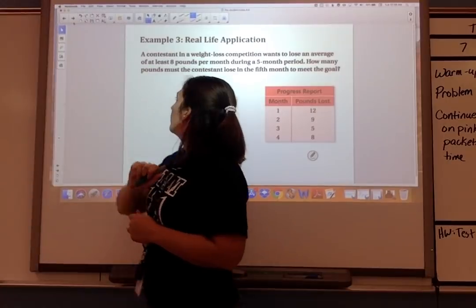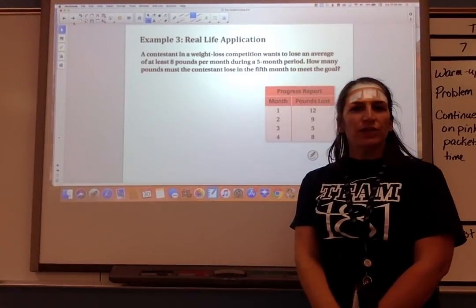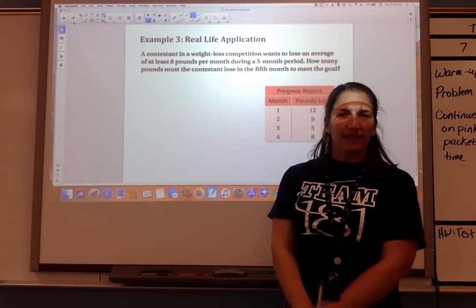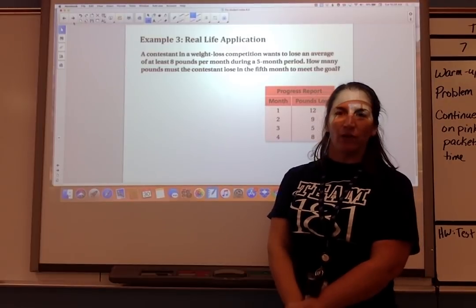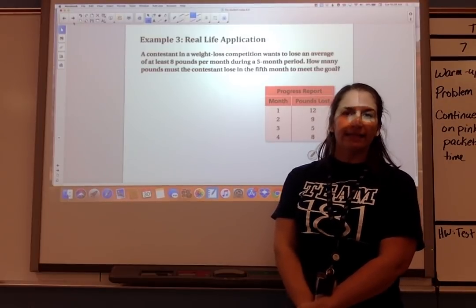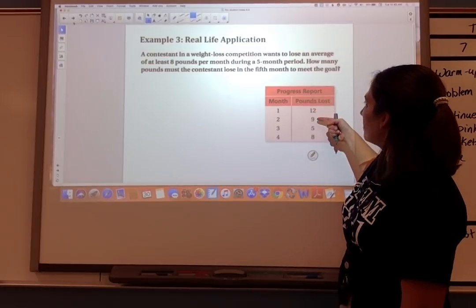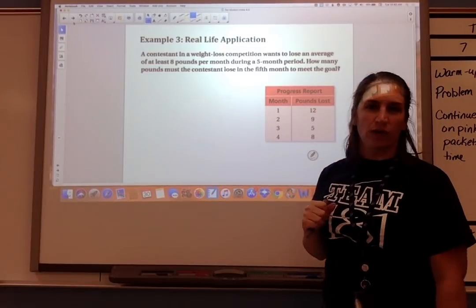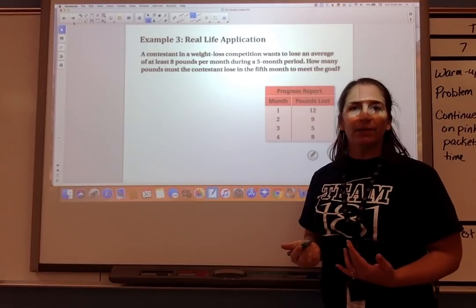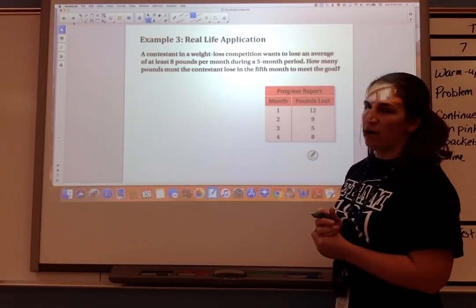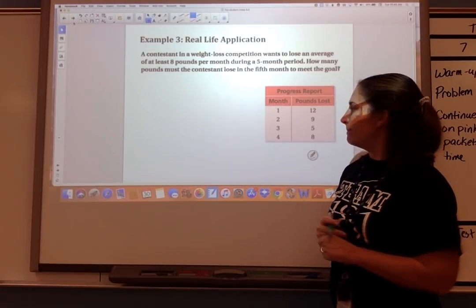All right, one more problem here. Let's look at this real-life application. So we've got this contestant in a weight loss competition. They want to lose an average of at least 8 pounds per month during a 5-month period. Here's what they've lost so far in months 1 through 4. We need to set up an inequality to figure out how much they need to lose in the 5th month.